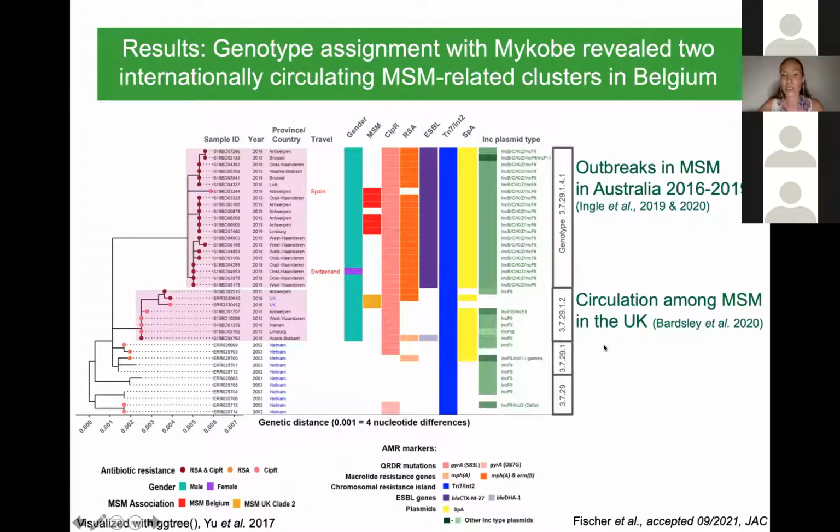So this new tool is really helpful, even if you don't have the possibility to integrate samples from other countries to compare directly across borders in different studies. For example, here, we don't know if any of these people traveled to Australia, but we don't need to know that if we have the genotype, as we can see that it's exactly the same genotype as identified in MSM in Australia. So this is really practical.